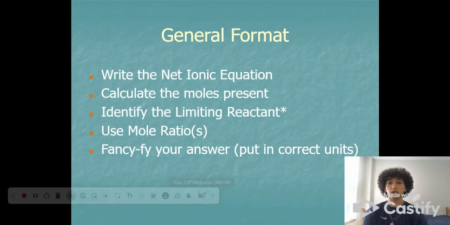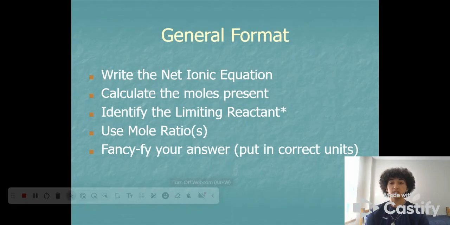1. Write the net ionic equation. 2. Calculate the moles of what you've been given. 3. Check for a limiting reactant. If you're given amounts of 2 reactants, one of them runs out first, and that determines how much product you get. 4. Use the mole ratio from the balanced net ionic equation. And 5. Convert to whatever units the problem asks for.